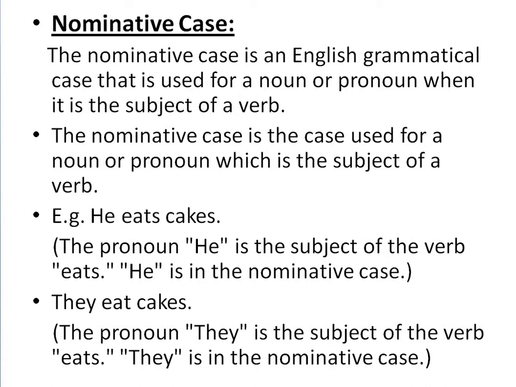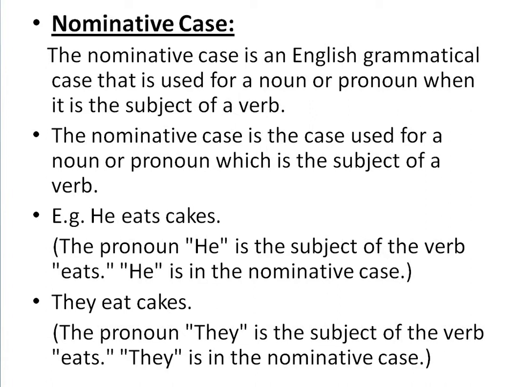So previously we have studied the concept of what is the subject, what is the object. So it's very easy for you to point out what is the subject. So here the subject is he, that is the pronoun, and here he, which is used as the subject of the verb, we term as the nominative case in English grammar. They eat cakes, the pronoun they is the subject of the verb eat, they is the nominative case.